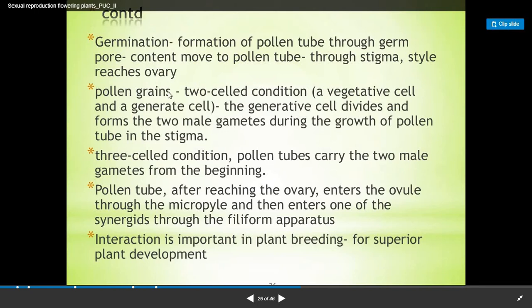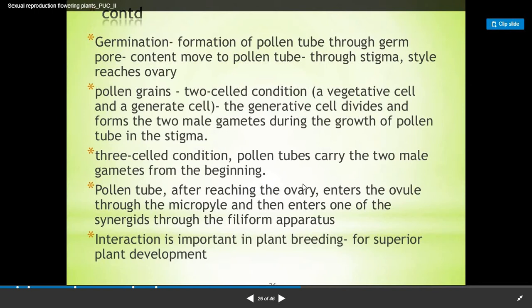The pollen grains are in a two-celled condition, that is, they have a vegetative cell and a generative cell. The generative cell divides and forms two male gametes during the growth of the pollen tube in the stigma. In the three-celled condition, the pollen tube carries the two male gametes from the beginning. This condition occurs in the rest of the angiospermic plants. About 60% shed their pollen grains in the two-celled condition.